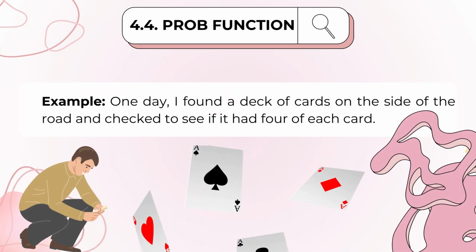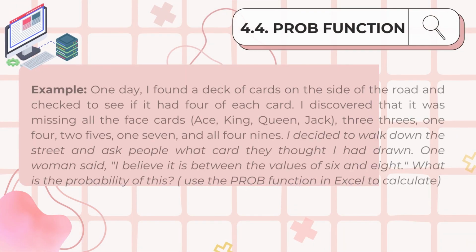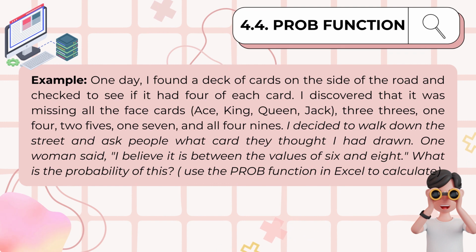Example: one day, I found a deck of cards on the side of the road and checked to see if it had 4 of each card. I discovered that it was missing all the face cards: ace, king, queen, jack, 3 3s, 1 4, 2 5s, 1 7, and all 4 9s. I decided to walk down the street and ask people what card they thought I had drawn. One woman said, "I believe it is between the values of 6 and 8. What is the probability of this?" Use the Prob function in Excel to calculate.